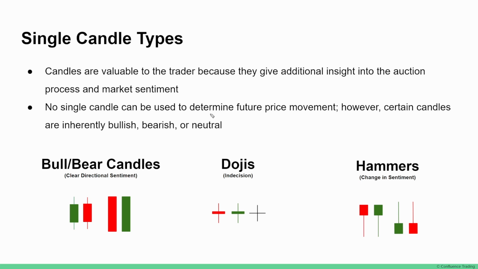No single candle can be used to determine future price movement. All right, I'm not trying to get across the point that, if you see a doji, then the next candle is definitely up or definitely down. However, certain candles are inherently bullish, bearish, or neutral. So we have a slide for each of these candle types. But the 3 main ones that I want you to focus on are bear or bull candles, doji candles, and hammer candles.